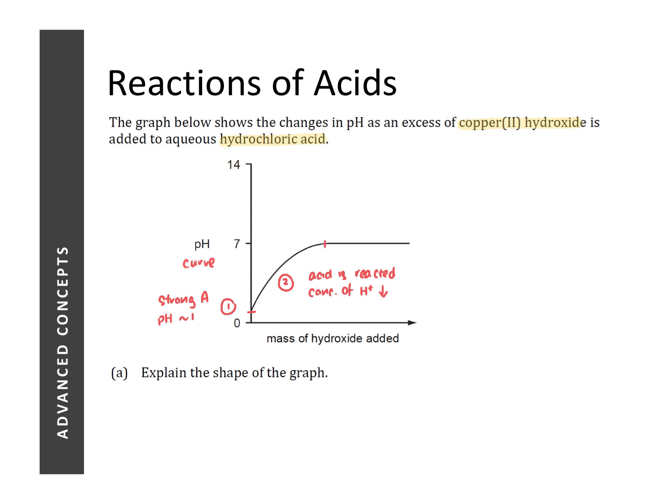The third point that we'll look at is where the pH reaches 7. So when pH reaches 7, it means that all the acid has been reacted.